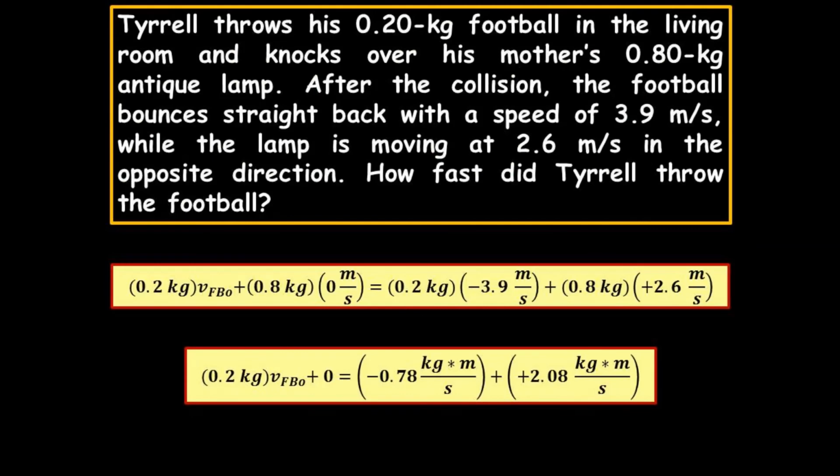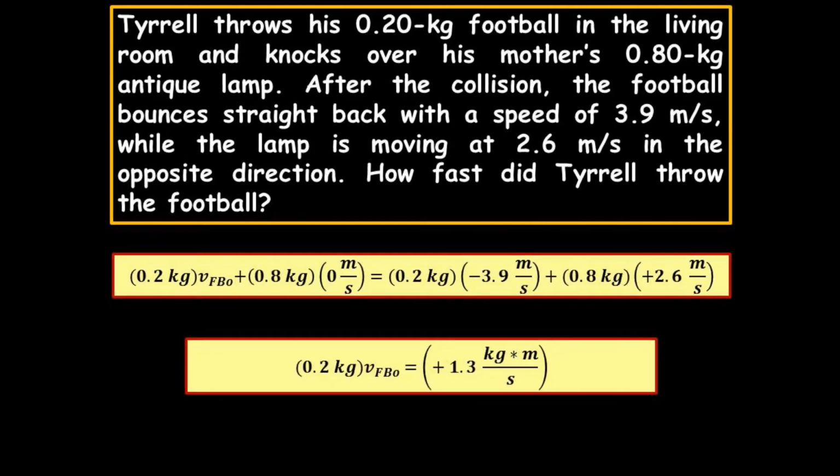Now notice a few things here. You have a negative 0.78, add that to a positive 2.08, that sum will be positive. Now, the 0 will cancel, so you'll be left with 0.2 kilograms times the initial velocity of the football equals that sum. Be careful that the sum will be positive. 2.08 is greater than a negative 0.78.